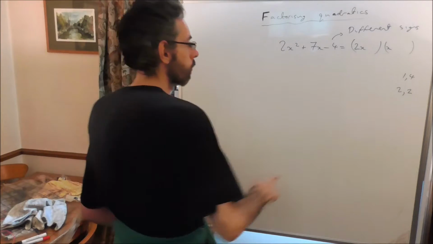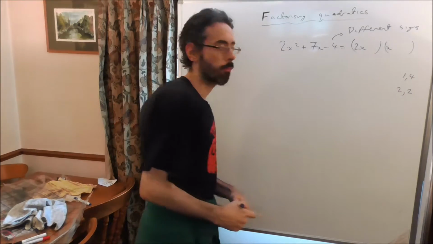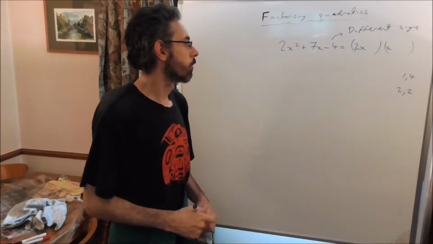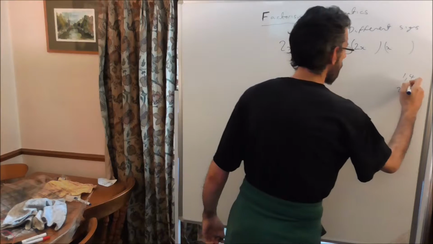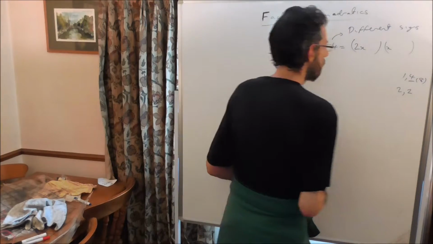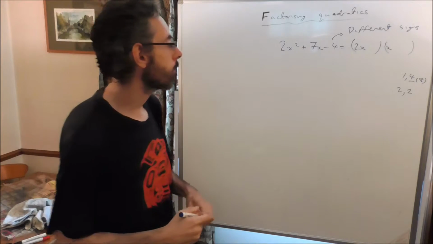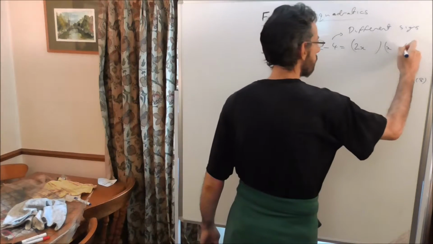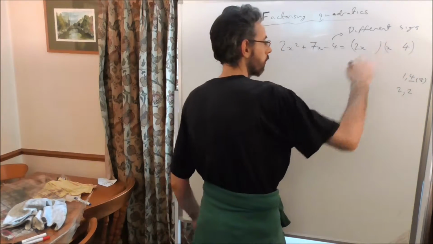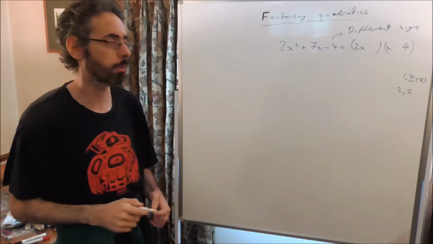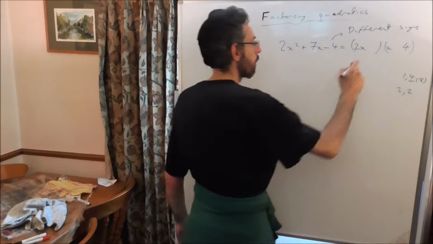Well, if you focus on 1 and 4, if you double 4, you get 8. And 1 and 8 do have a difference of 7. So that should work, as long as the 4 goes in this bracket, so that it would get multiplied with the 2x, so that it would get doubled if you were to expand the brackets. And the 1 here.